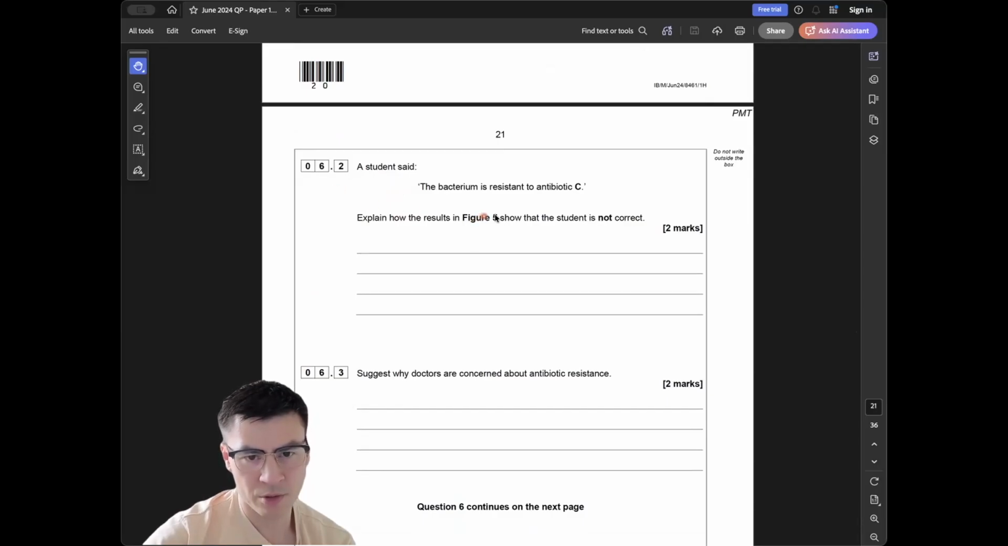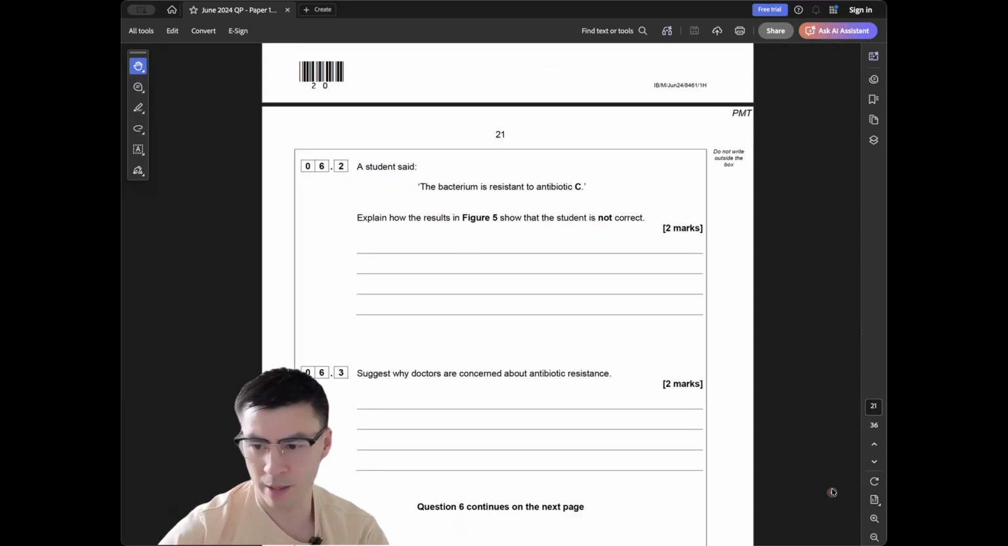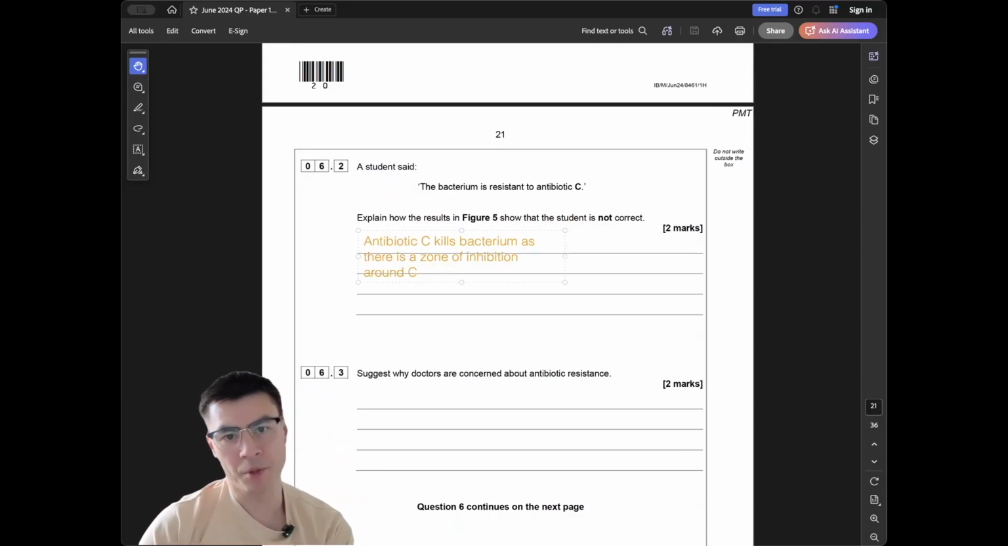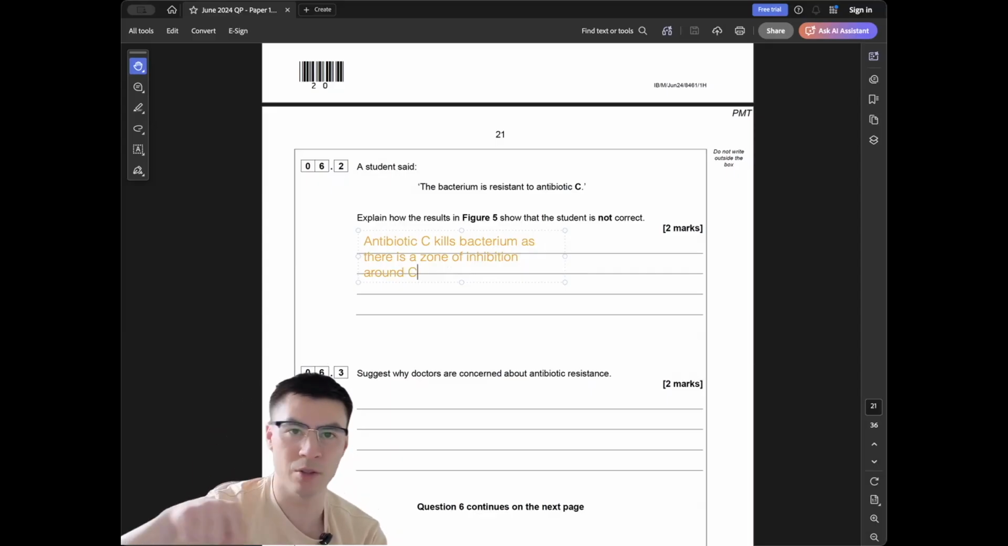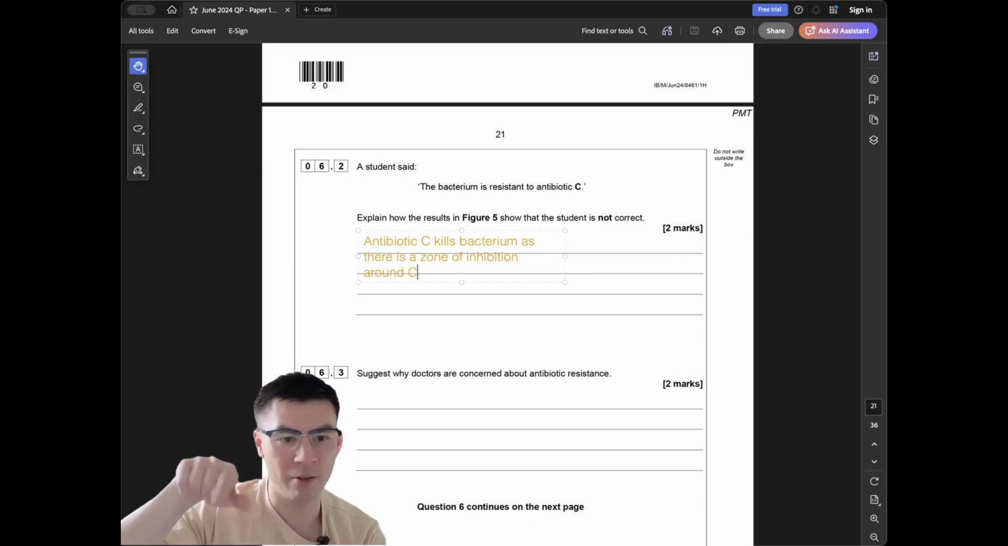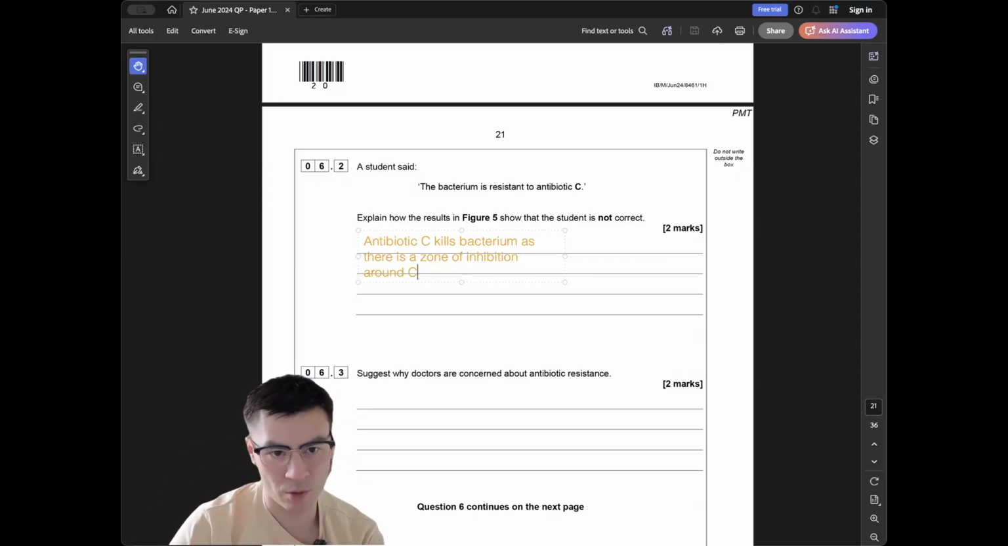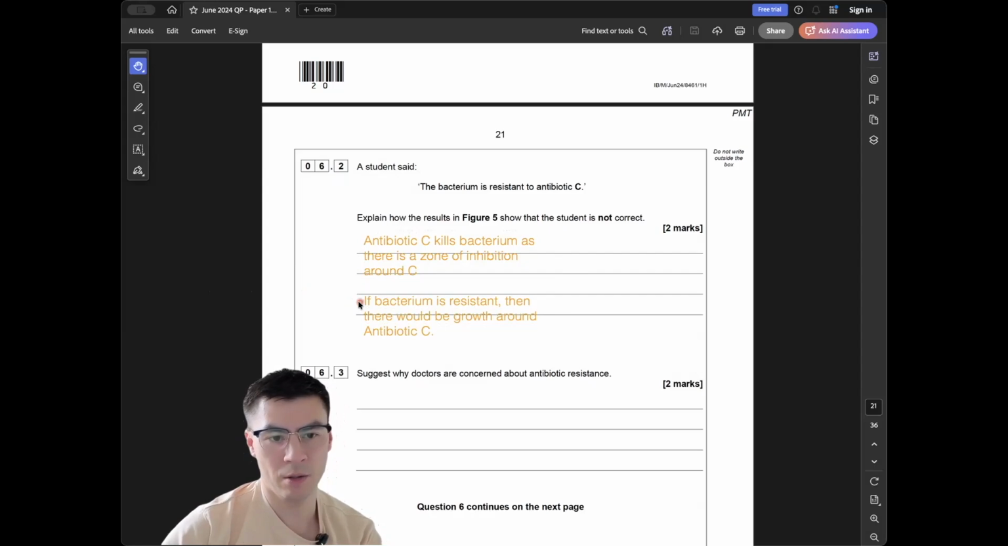Explain how the results show the student is not correct. OK，一定唔係 correct 啦。OK，呢個係完全唔 correct 嘅，因為你見到 antibiotic C 係可以 kill 個 bacterium，因為我哋叫呢個做 zone of inhibition around area C，因為佢根本生存唔到。OK，個 second mark 就係講緊，如果個 bacterium 係 resistant，咁一定會有 growth around antibiotic C，或者你可以講話 there won't be a zone of inhibition. Suggest why doctors are concerned about antibiotic resistance.